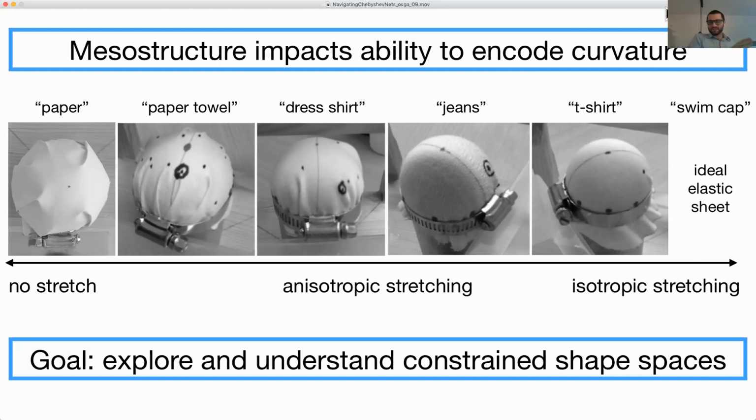What you can see here is that on the left, we have something that has no stretch at all and cannot encode curvature. On the right, we have something which stretches the same in all directions and can encode curvature very well. And in between, we have objects that have different mesostructures, and the type of that mesostructure allows us to encode some curvature or varying degrees of curvature.